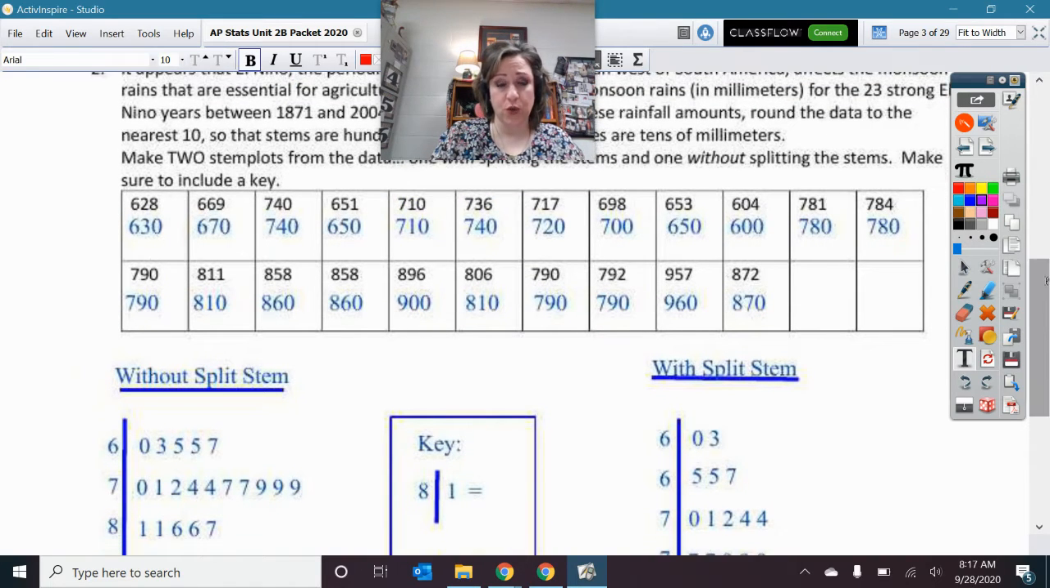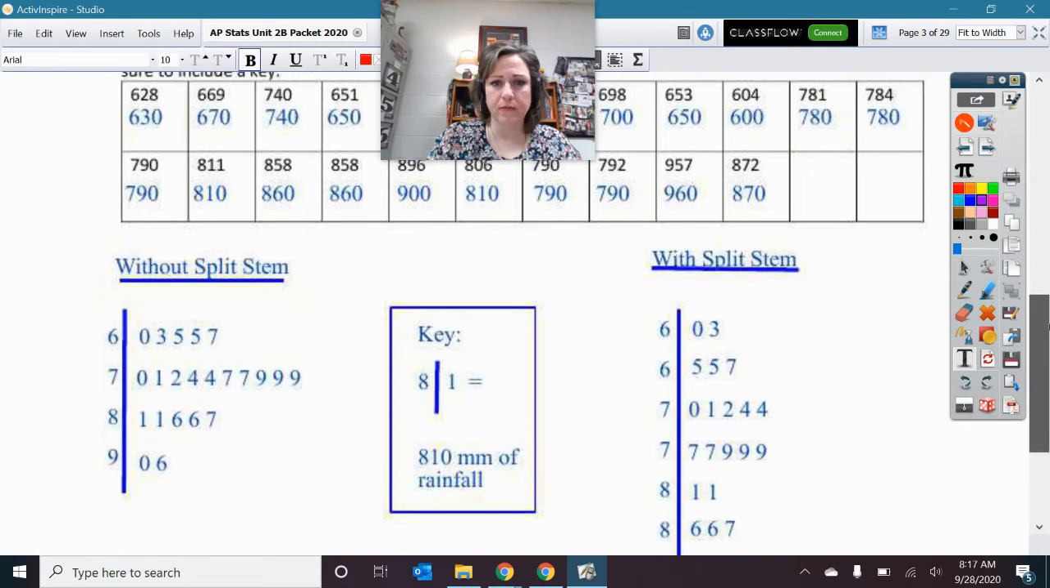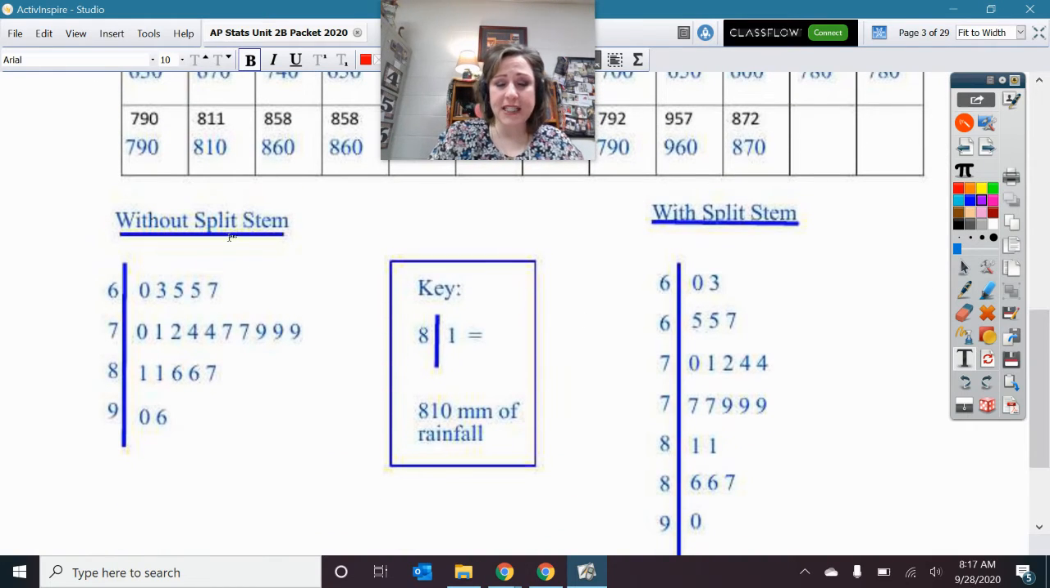First, it wanted you to round the data to the tens place. So that's why I gave you a table that had a little bit more room. So I went in there, 630, 670, and I rounded all of them, hopefully correctly, to the tens place. Okay? If I had a little mistake, then I'm sorry. And then it asks you to make two different stem and leaf plots.